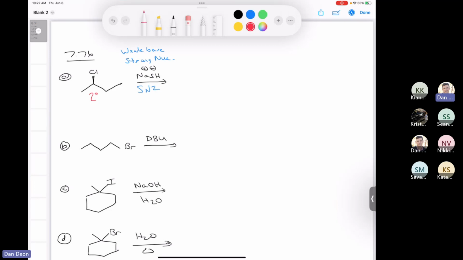And remember, that's going to occur via inversion of configuration. We get our nucleophilic attack and loss of leaving group. And so now you've made a thiol. So we'll put that here, thiol. So we get inversion of configuration.